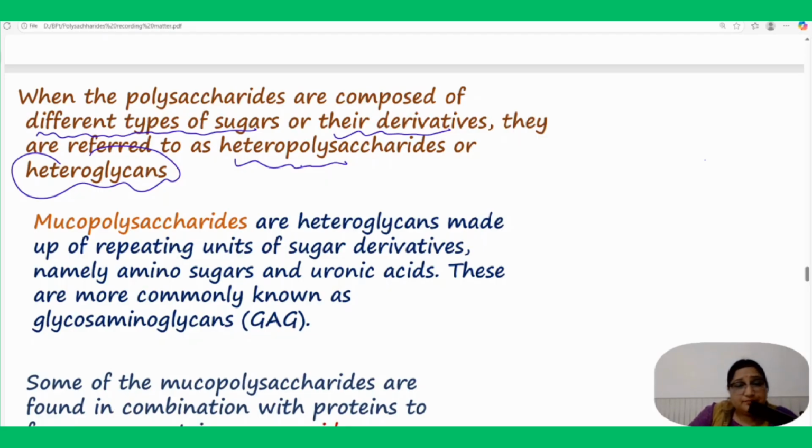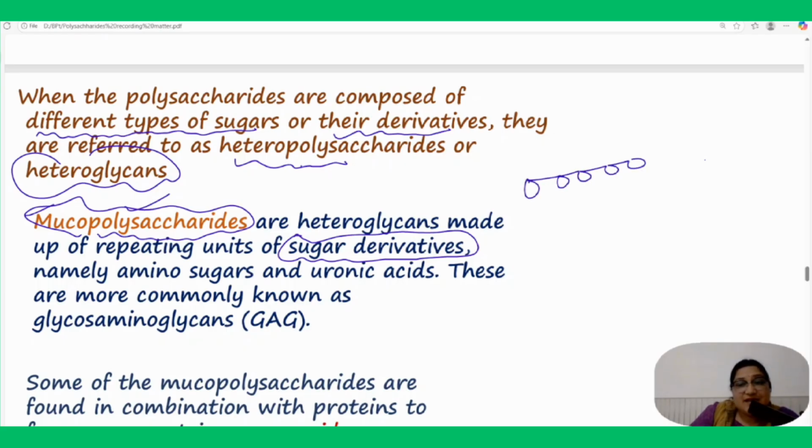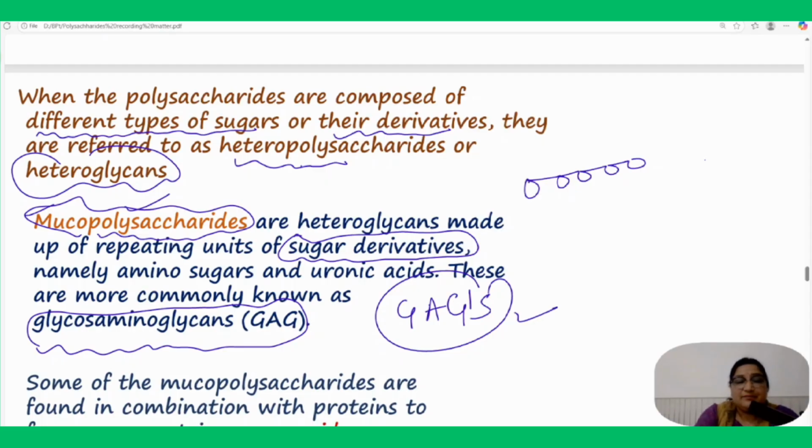Okay, so now we've covered the derivatives of sugars, and when the derivatives of sugars join together, they are going to form the mucopolysaccharides. ओके, सो म्यूकोपॉलीसेकेराइड्स में शुगर के डेरिवेटिव्स बहुत सारे जब एक साथ जुड़ जाते हैं और पॉलीसेकेराइड बनाते हैं, सो उनको हम कहते हैं म्यूकोपॉलीसेकेराइड्स. And these mucopolysaccharides are commonly called glycosaminoglycans, and we say that they are the GAGs.